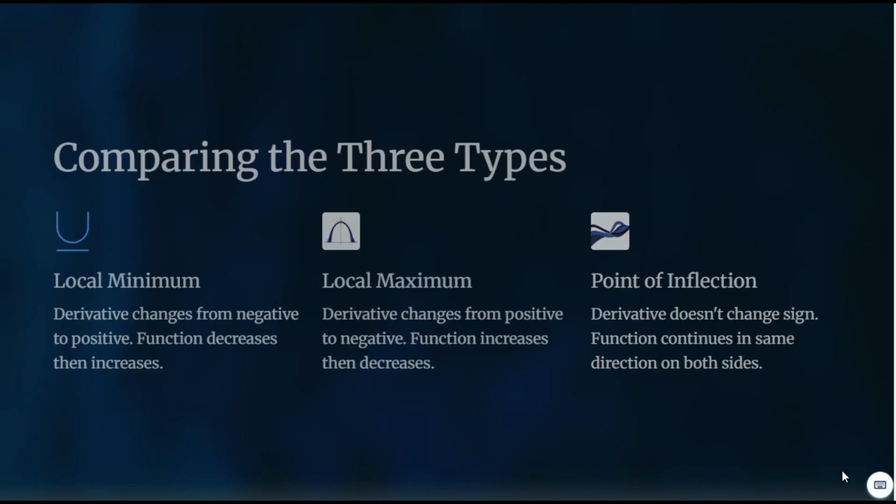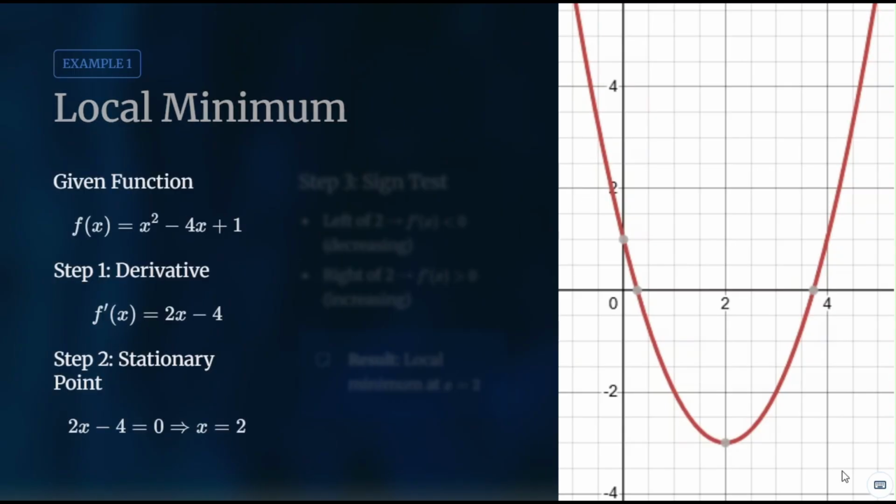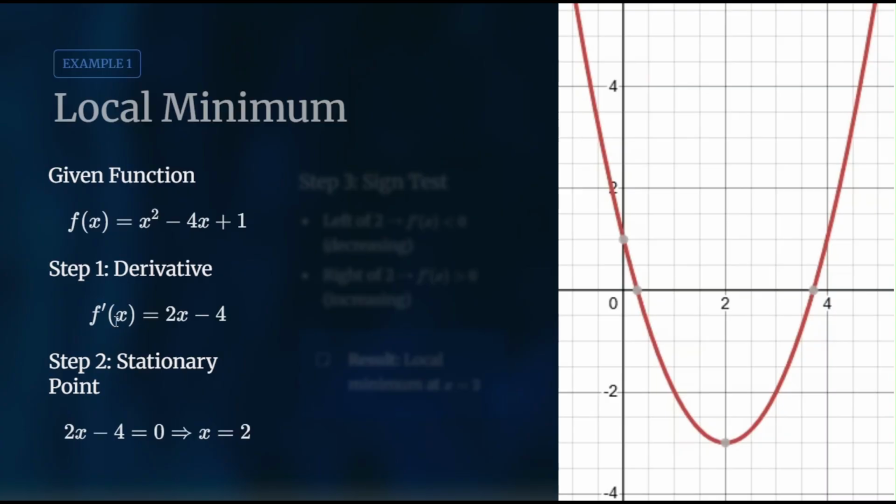So let's see how this applies through examples. In our first example, given the function f of x equals x squared minus 4x plus 1, we want to identify if there's a maximum, minimum, or point of inflection. So the first thing we'll need to do is find the derivative. So the derivative of f of x is f prime of x, which is equal to 2x, that is the derivative of x squared with respect to x, minus 4, that is the derivative of negative 4x with respect to x, and the derivative of 1 with respect to x is simply 0. So we have f prime of x equals 2x minus 4.